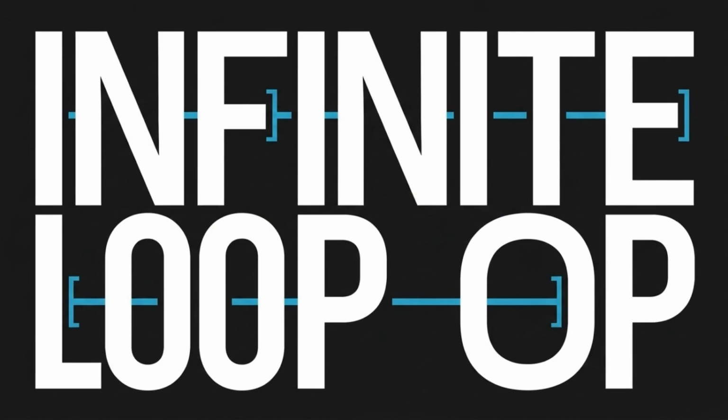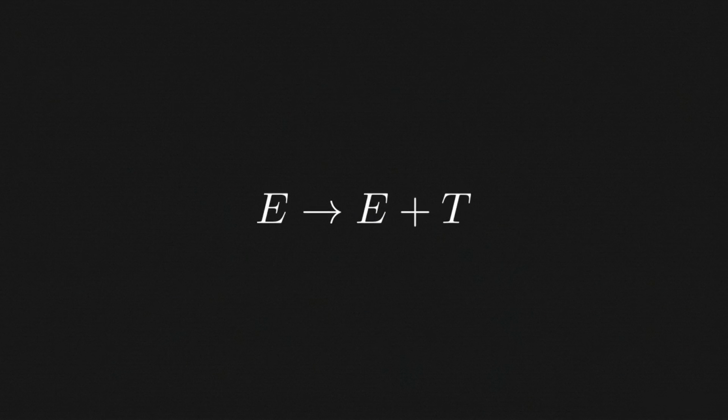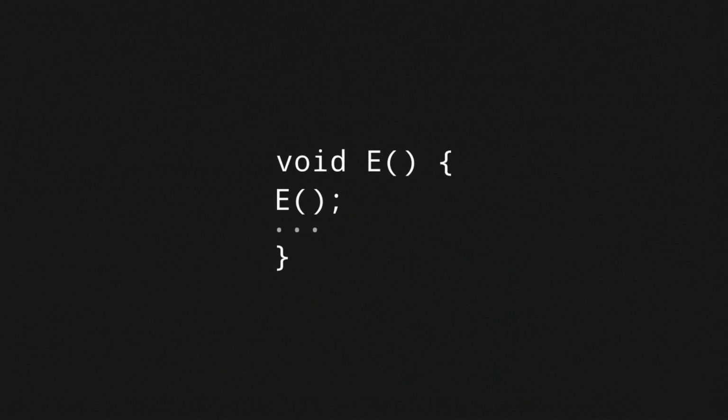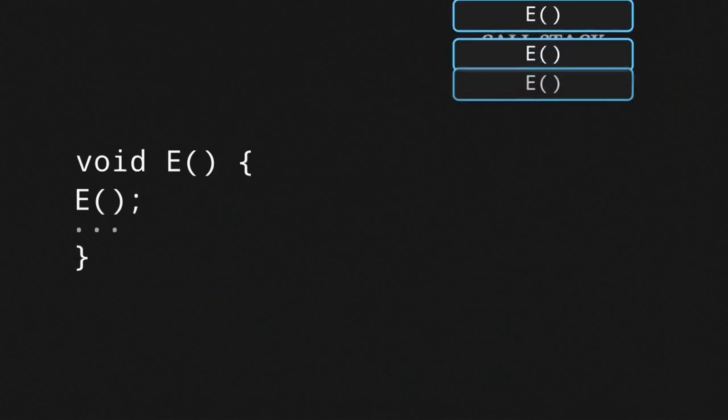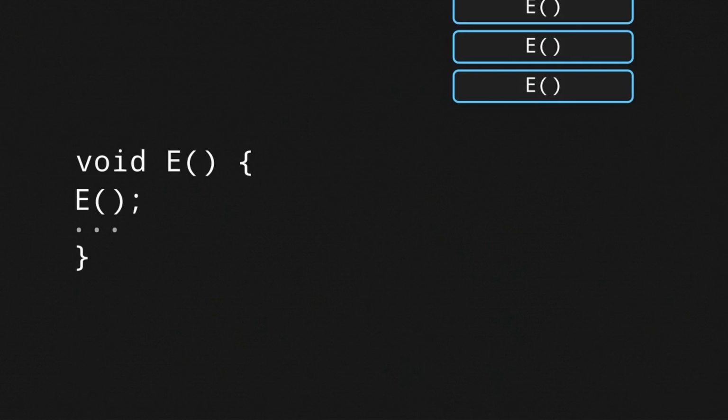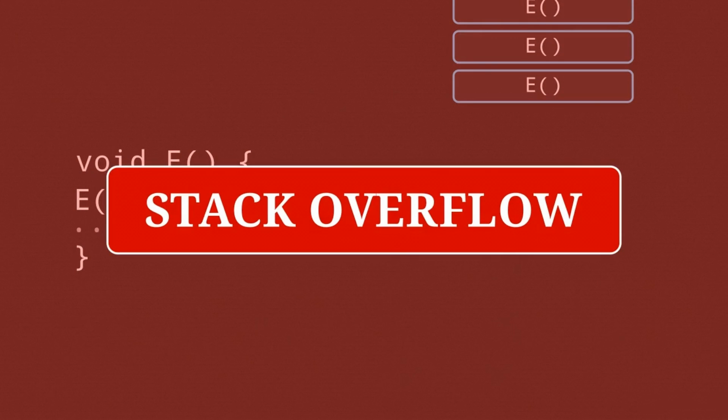Backtracking slows a parser down, but another architectural trap will break it entirely: left recursion. Look at this left recursive rule. E produces E plus T. When converted to code, function E's first instruction is to call function E, which calls E. Without ever checking the input, it stacks downward infinitely until the system crashes.